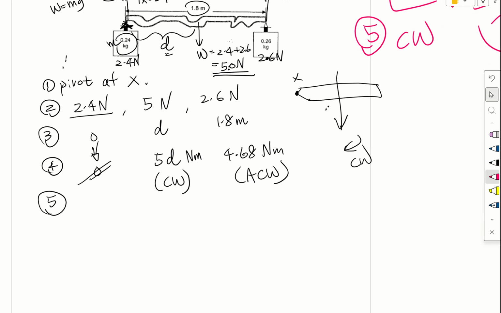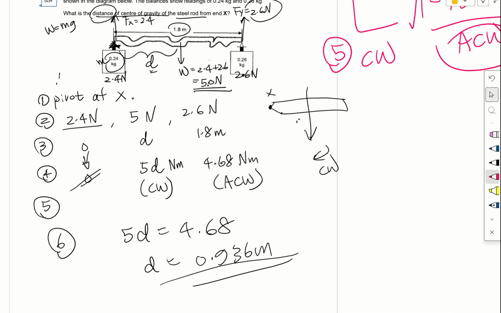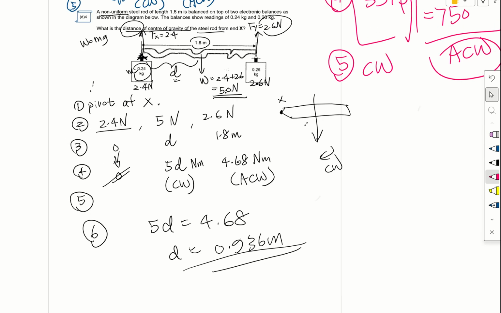So now we can apply the principle of moments. So 5D equals 4.68. So my D will be 0.936 meters. So even for a two-pivot or two-support question, you just choose one of the supports to be the pivot, and you will get rid of some of the unknowns.